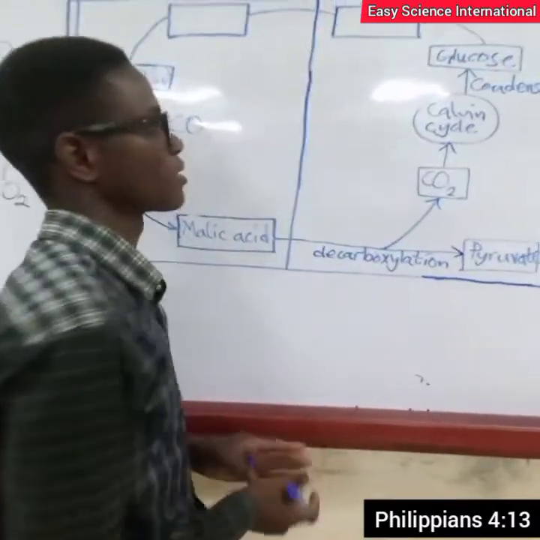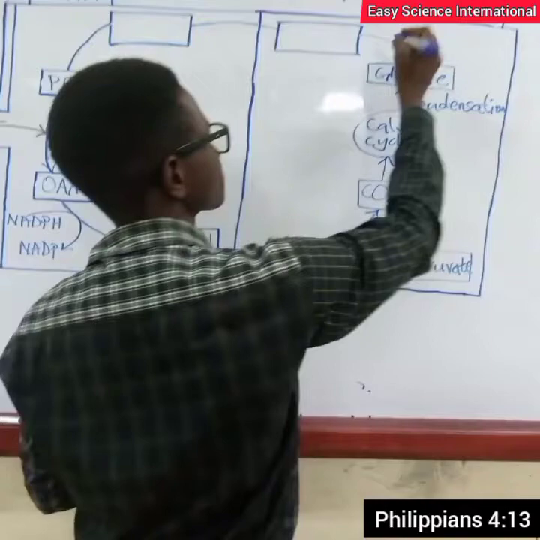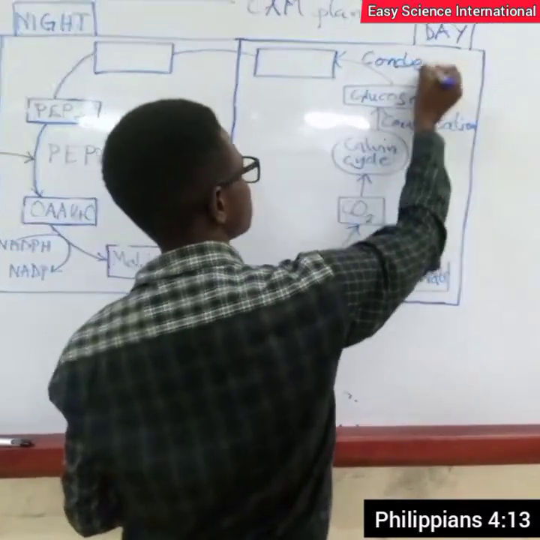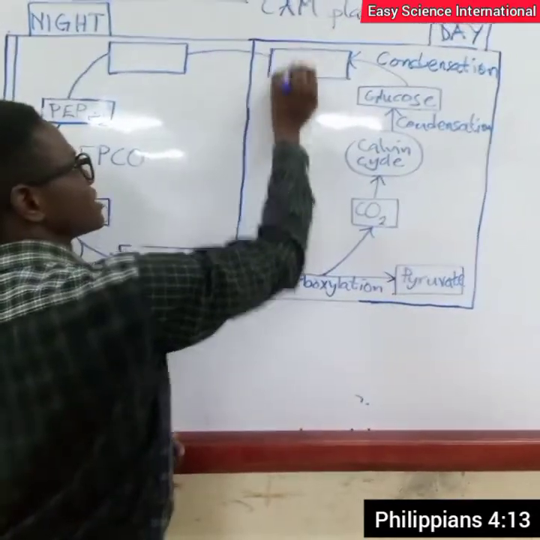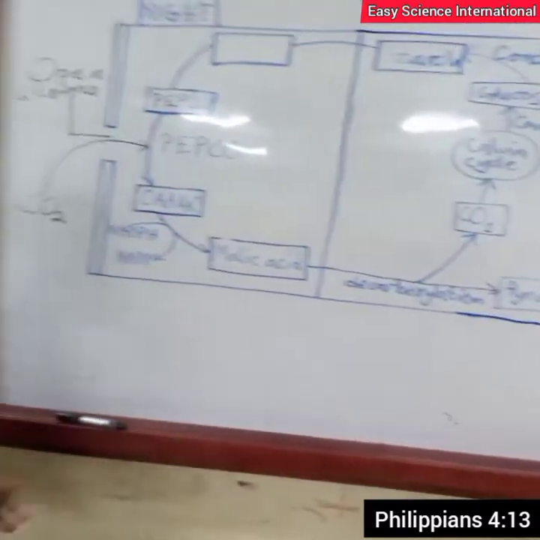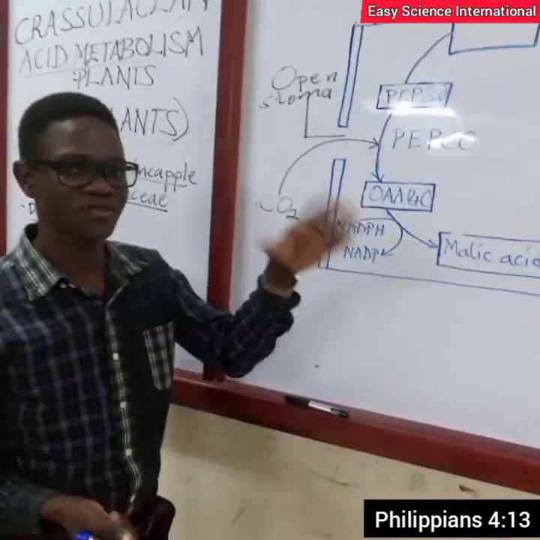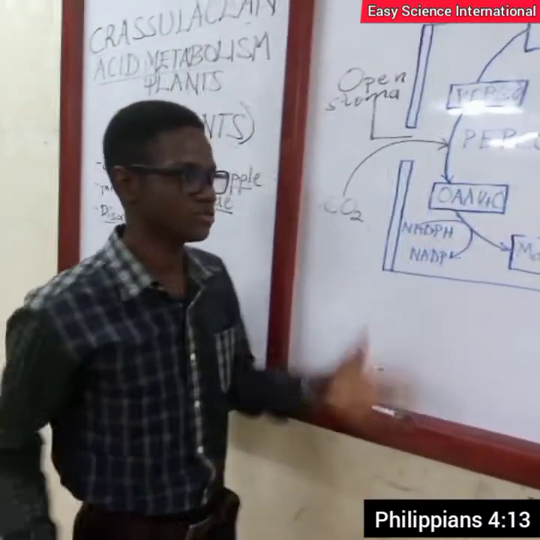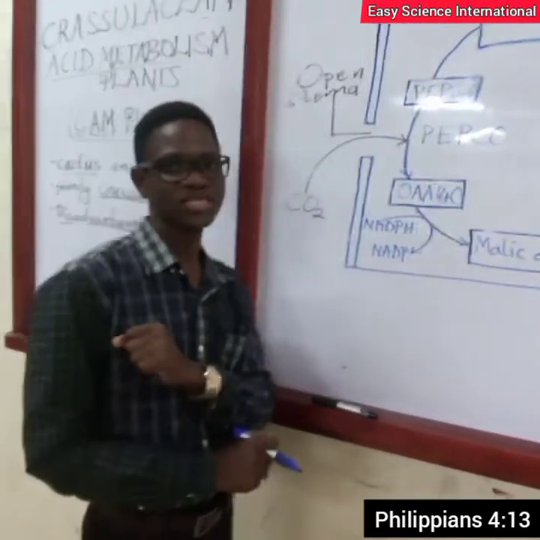Now, this glucose can further be condensed to form starch through condensation. You can form starch, which is then stored in the leaf. So this is how the CAM plants, Crassulacean acid metabolism plants, the pineapples, the cactus, and all other members in the family Crassulaceae, form carbohydrates.